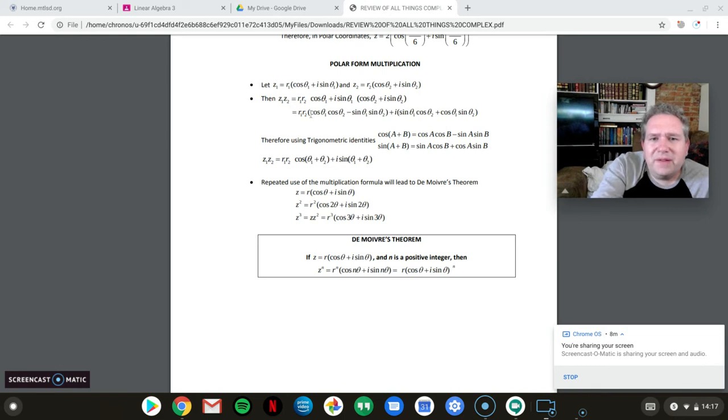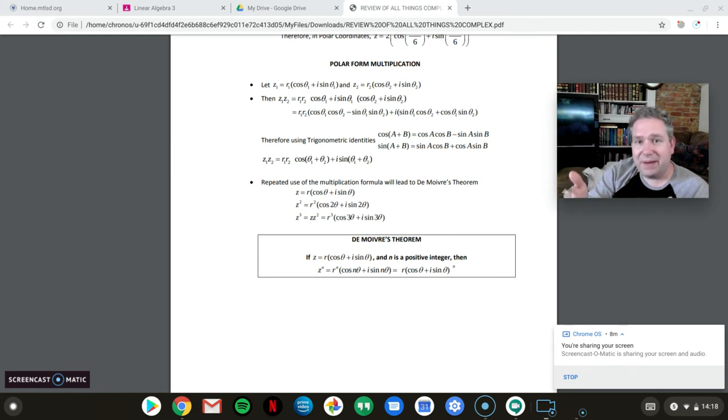When you work through all of this multiplication up here at the top and use these properties, you get that the product of two distinct complex numbers would be the product of the moduli times the cosine of the sum of the two angles plus i times the sine of the sum of the two angles. But de Moivre's theorem takes into consideration, what if you're squaring the number? In other words, what if z sub 1 equals z sub 2? Well, from that, you can see inductively what happens.